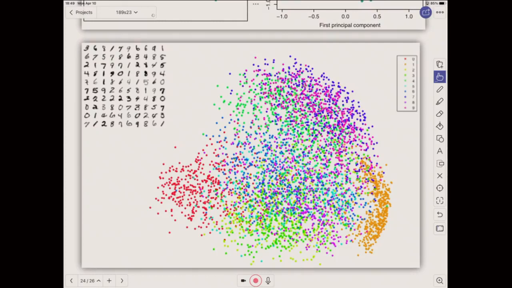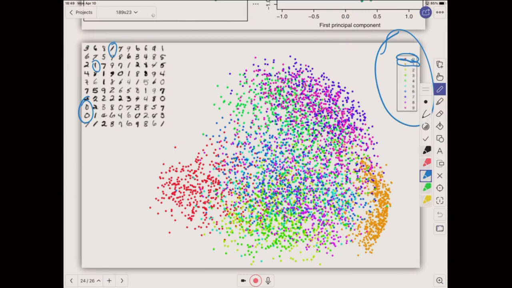And there are 10 different colors here. If you look at the upper right-hand corner, you'll see there's a little key here, and it says that the red dots represent examples of the digit 0, handwritten zeros in our database, like these ones here. And orange is the ones, like these ones here. Yellow is the 2s, and so forth.